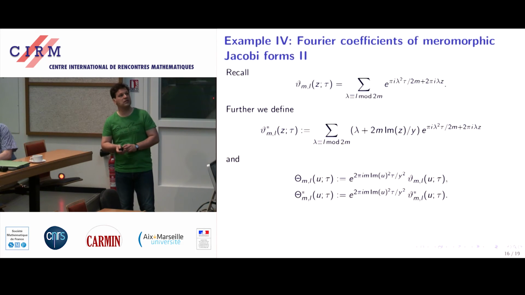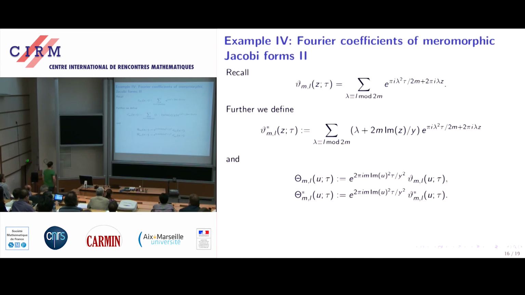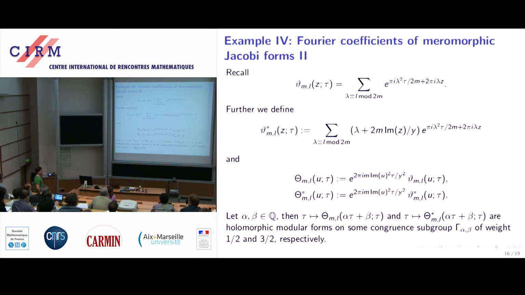I want to look at these things in torsion points, in points alpha tau plus beta. Alpha and beta are rational. So to accommodate for that, you have to multiply by a suitable power. Don't worry about that. This is just the same thing, but you multiply by a suitable factor. Because then, if you specialize u to such points, alpha tau plus beta, where alpha and beta are rational, then this actually transforms as a modular form.